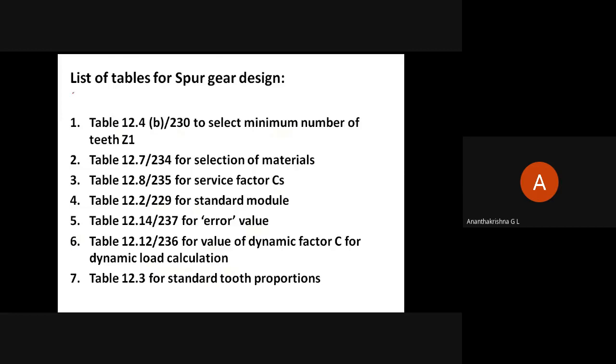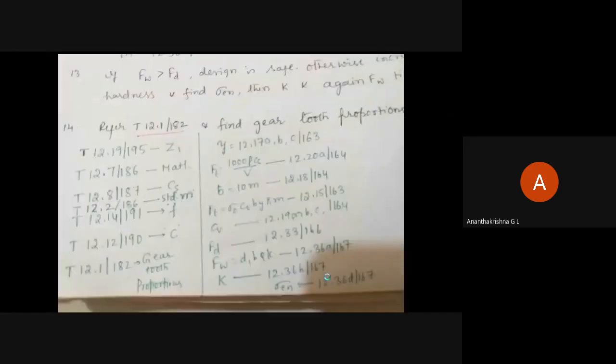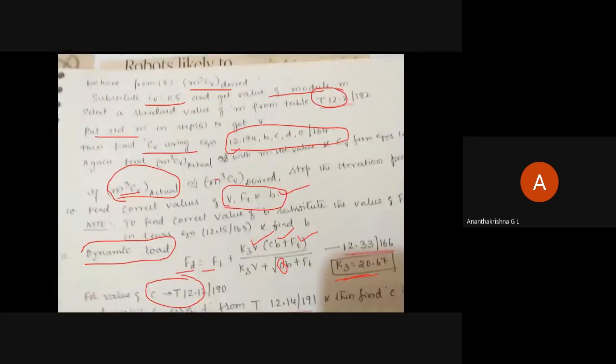So these are the list of tables for spur gear design with the latest data handbook that we have got, I think the 4th edition. Table 12.4b for minimum number of teeth Z1 on pinion, 12.7 for material selection, 12.8 for service factor, 12.2 for standard module, 12.14 for error, 12.12 for dynamic factor C, and 12.3 for standard tooth proportions. So this is the design procedure of spur gear.